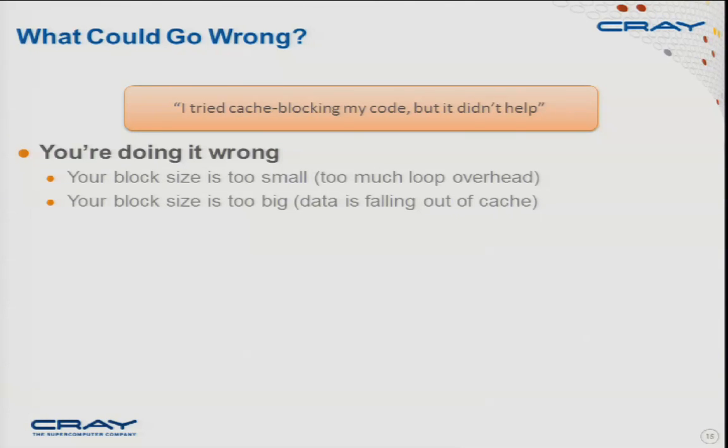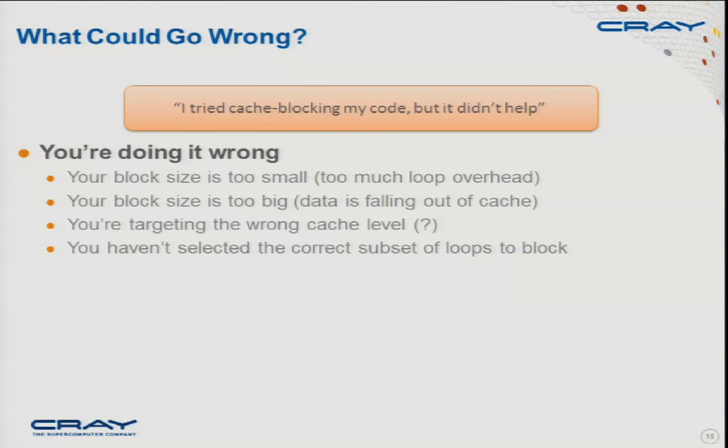The block size may be too small, relative to the cache line sizes, or there was too much overhead from all the loop iterations. That could be one thing. Or the block size could be too big, and you're still accessing too much data for the cache level that you want to block for. Both are possible. You're targeting the wrong cache level is another wrong thing.